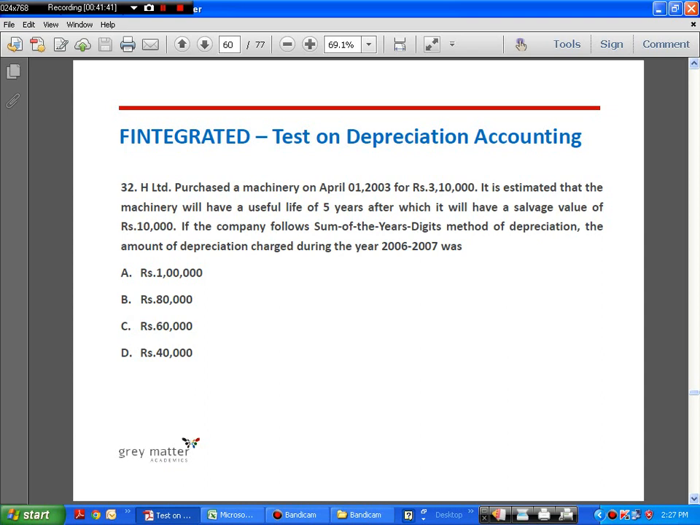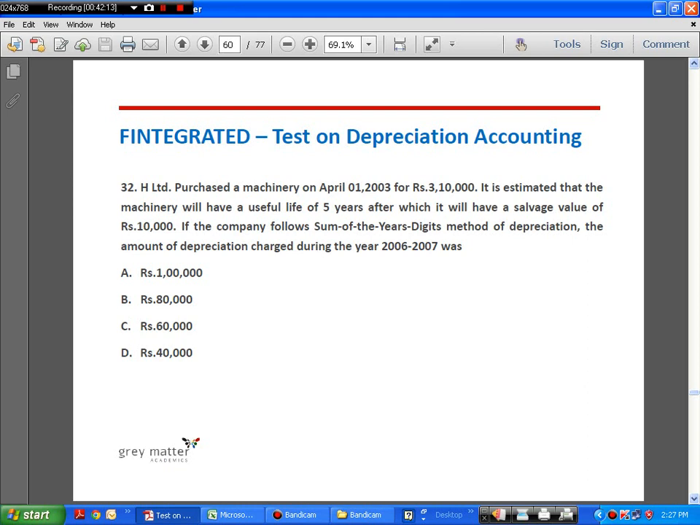Next, H Limited purchased a machinery on 1st April 2003 for 3,10,000 rupees. It's estimated that the machinery will have a useful life of 5 years, after which it will have a salvage value of rupees 10,000. So, which means the depreciable amount is 3 lakhs. If the company follows the sum of the years digits method of depreciation, the amount of depreciation charged during the year 2006-2007 is how much?